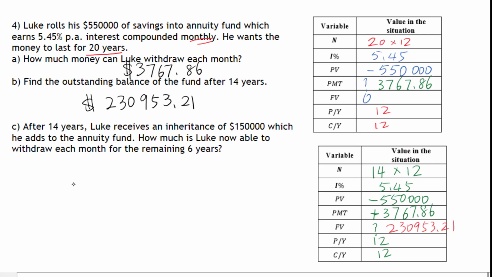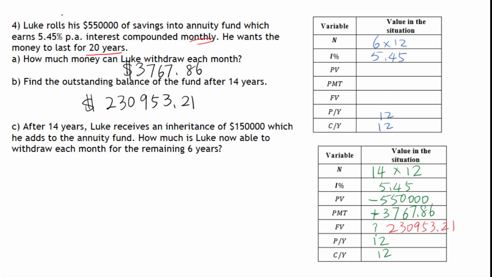Future value will be $230,953.21. After 14 years, Luke receives an inheritance of $150,000, which he adds to the annuity fund. How much is Luke now able to withdraw each month for the remaining 6 years? So for capital N, it's 6 times 12. This is 12, this is 12. Interest rate is the same.